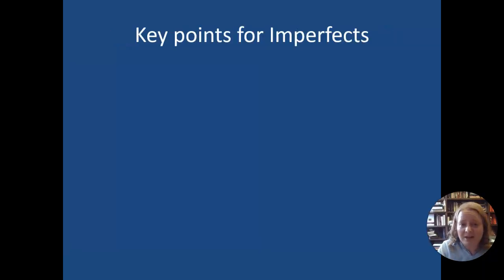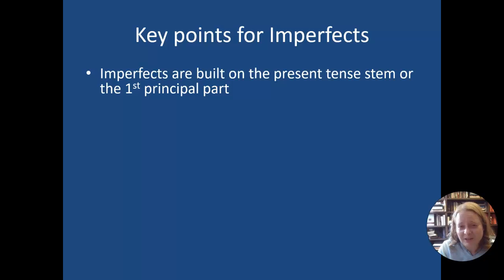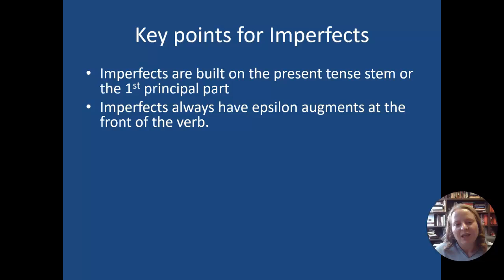These ones are not as common, so that's why we kind of put them together. Here's kind of an overview, though, of some of the most important things. Imperfects are just built off of your present tense stem, so they still belong to the first principal part. It doesn't matter to you yet, but it will start mattering in chapter 12, so just go with me for now. Imperfects always have epsilon augments at the front of the verb, and so that epsilon is what is helping you to recognize that it's in the past tense.